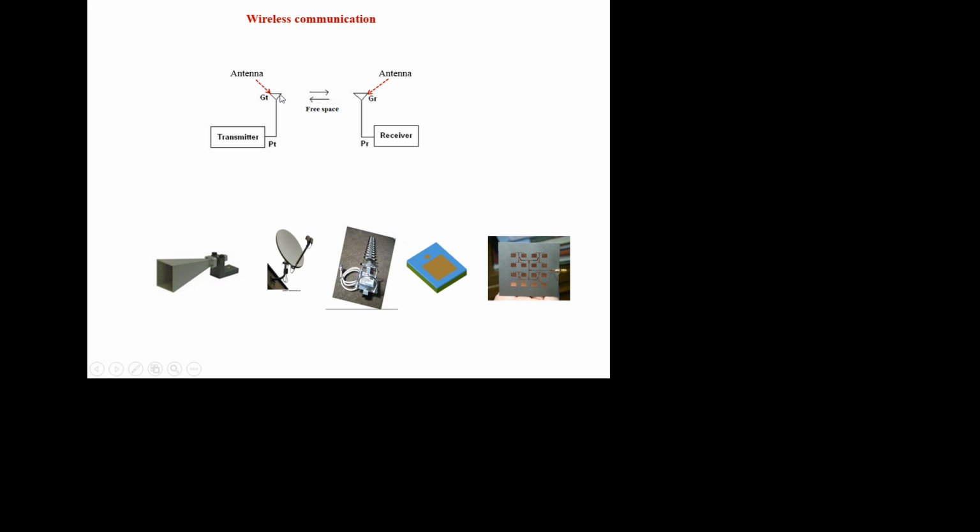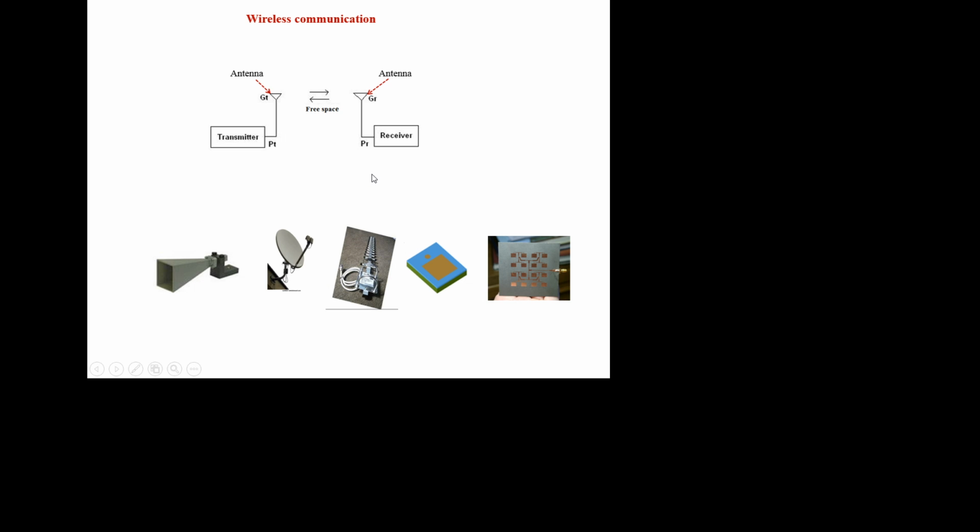The antenna radiates electromagnetic signals, and those electromagnetic signals, EM waves, travel in free space and reach the receiving antenna. And at the receiver, we can extract the signal transmitted from the transmitter. So this antenna converts the guided waves into EM waves, and those waves travel in free space and are received by the receiver. So the antenna is a very important device in wireless communication systems.